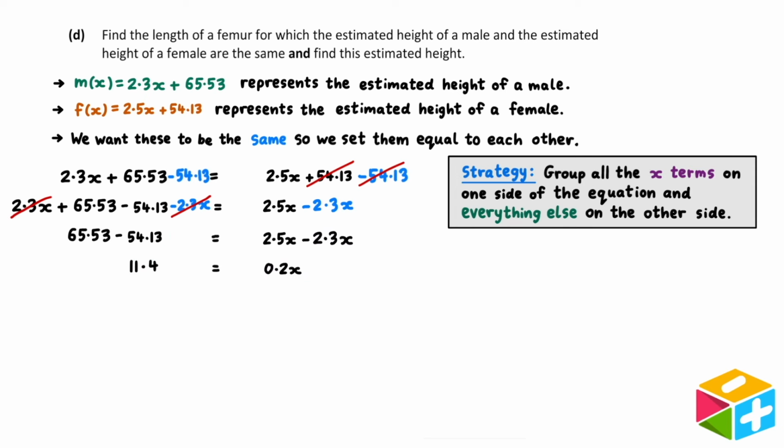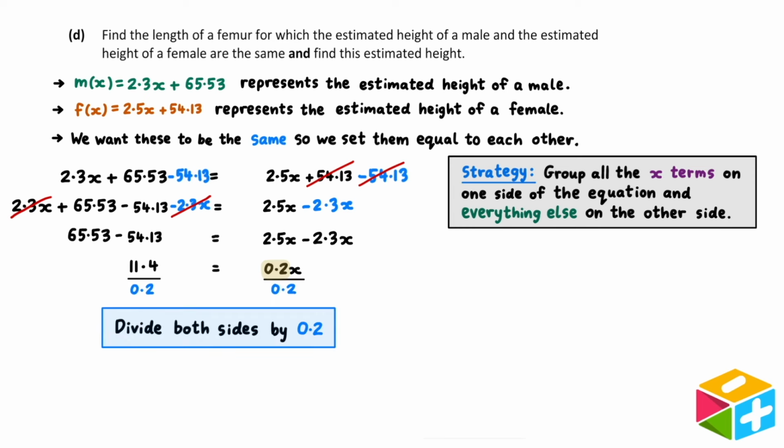We're now quite close to isolating x. The only thing left to get rid of is the 0.2 in front of it. This represents multiplication, and the inverse of multiplication is division. So to remove multiplication by 0.2, we should divide both sides by 0.2.